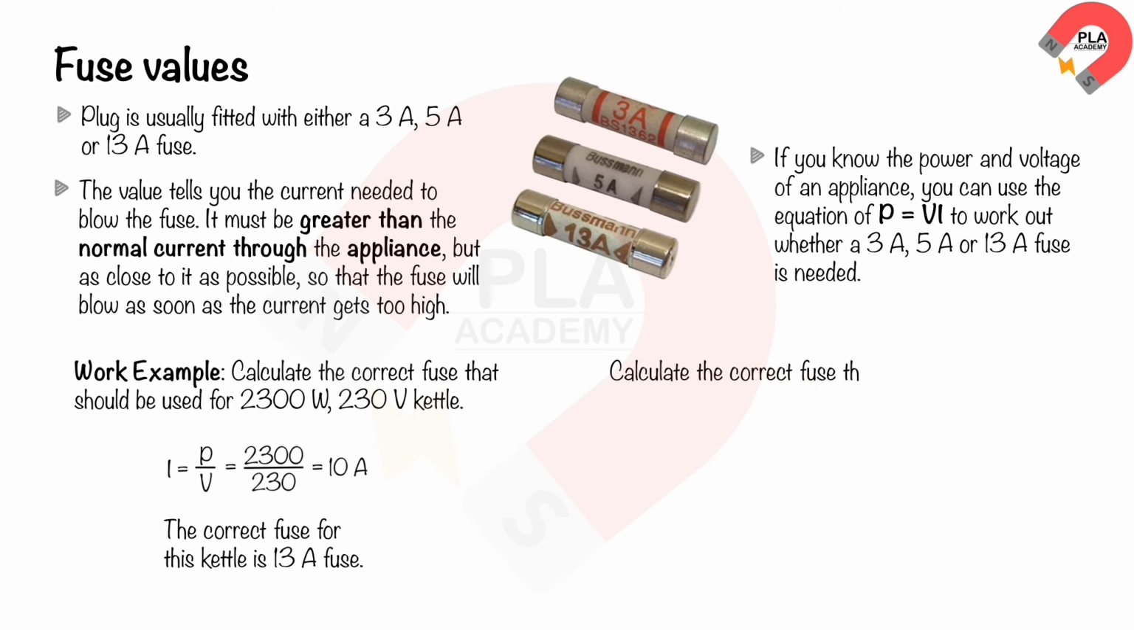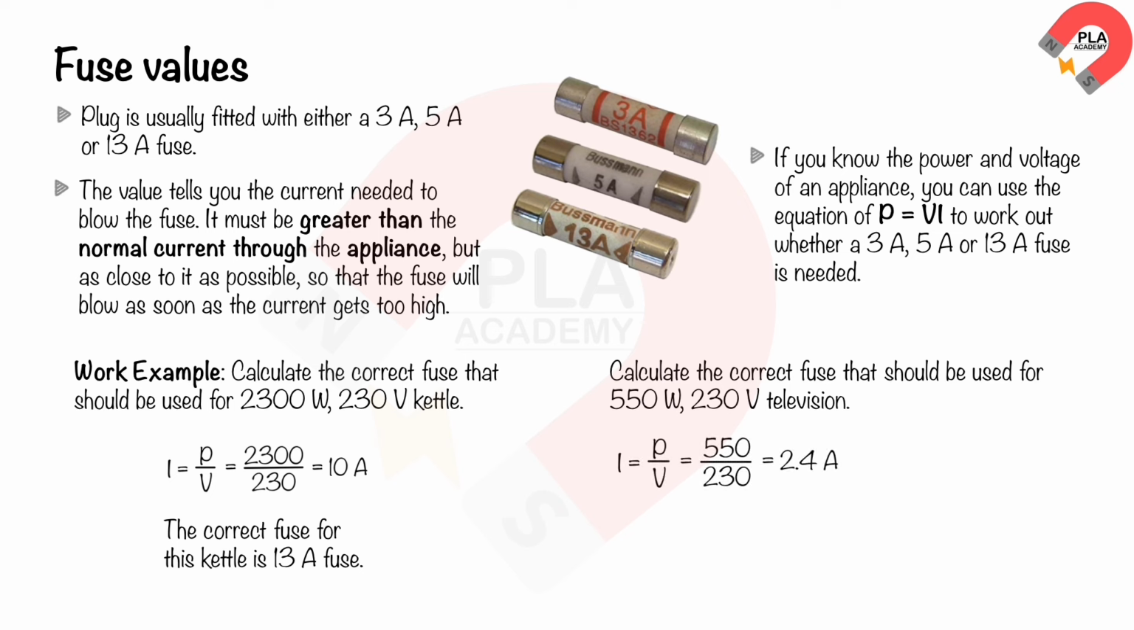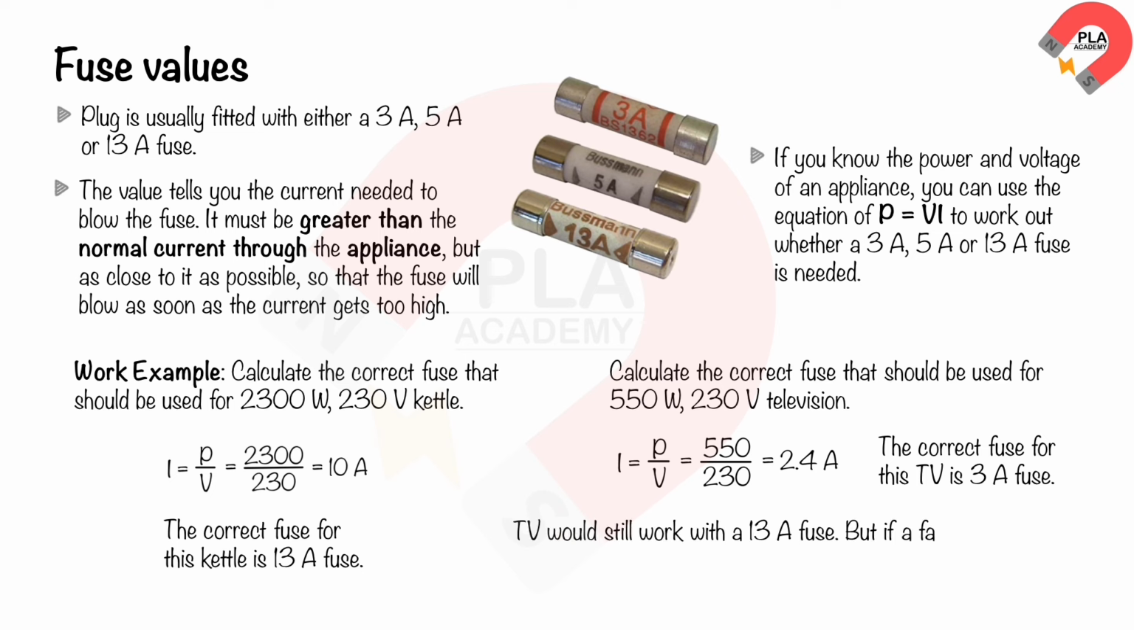Calculate the correct fuse that should be used for a 550 W, 230 V television. Current equals power over voltage, equals 550 over 230, which is equal to 2.4 amperes. So, the correct fuse for this television is 3 amperes. The TV would still work with a 13 amperes fuse. But if a fault developed, its circuits might overheat and catch fire without the fuse blowing.